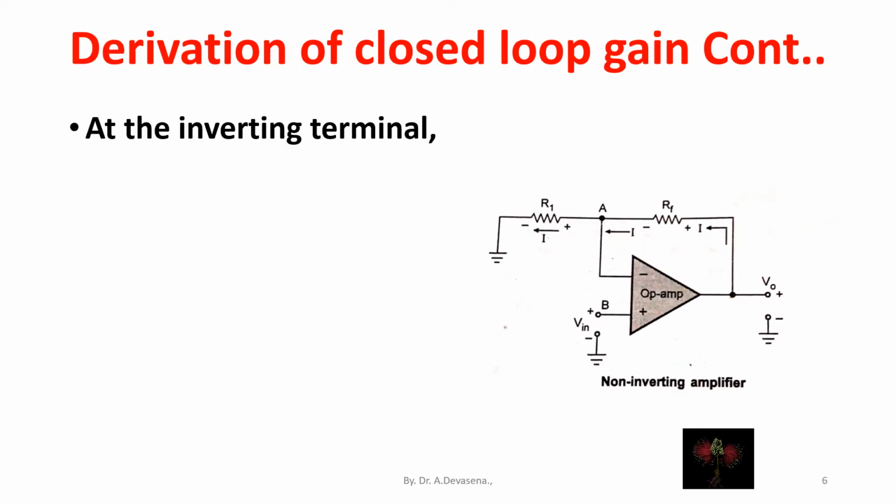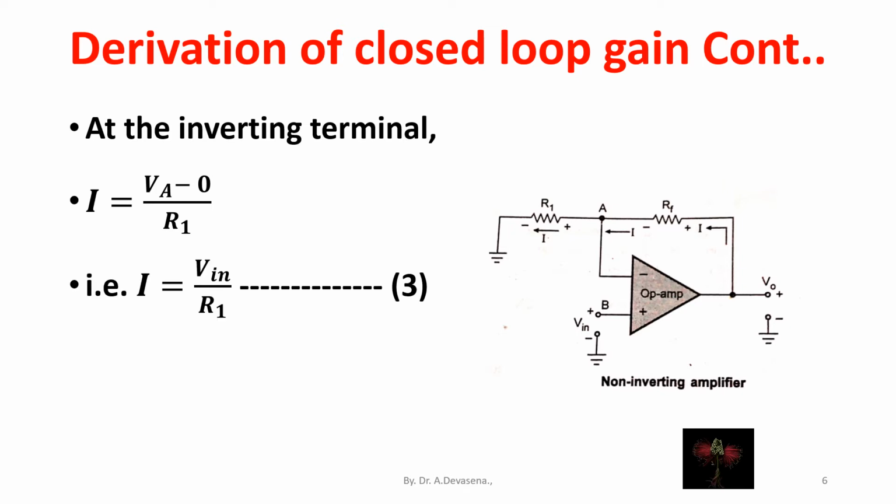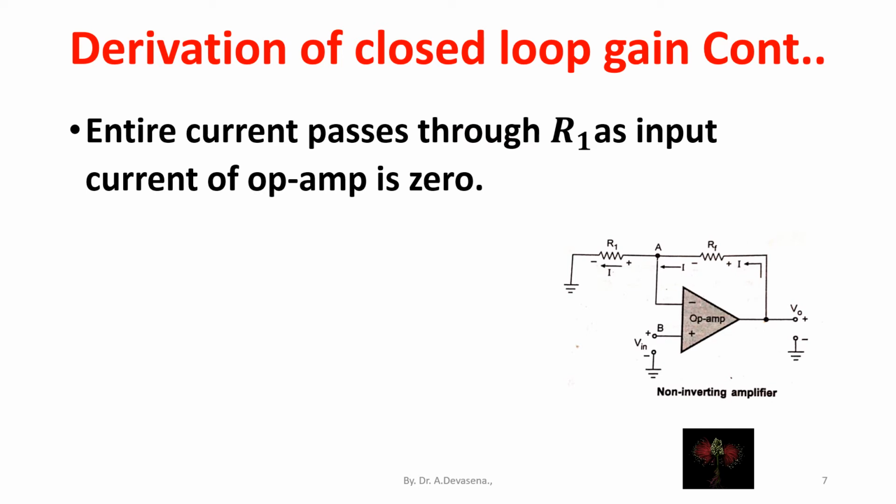At the inverting terminal, the current I is equal to VA minus 0 divided by R1. That is, the current I is equal to Vin by R1. This is the current that is flowing through the resistor R1. Consider this as equation 3. Entire current passes through R1 as the input current of the operational amplifier is 0.